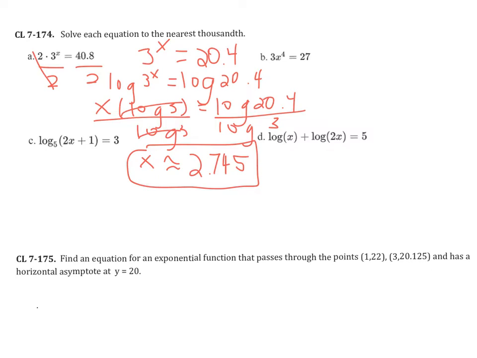In the next one, we have to get the x by itself, so I need to divide both sides by 3. I'm going to switch to a different color then. So we now have x to the 4th equals 9, because 27 divided by 3 is 9. And then we have to 4th root both sides.